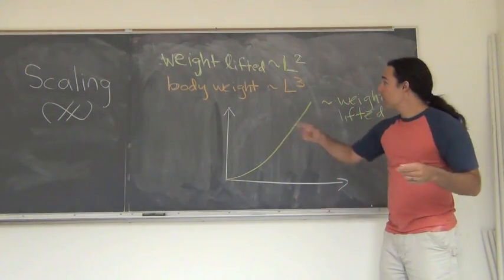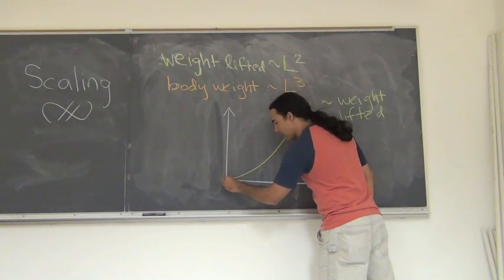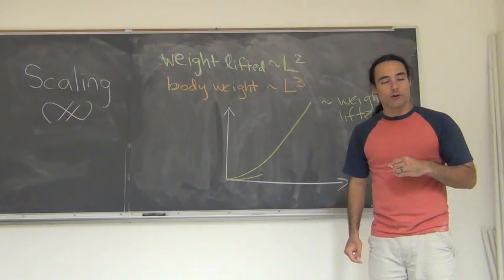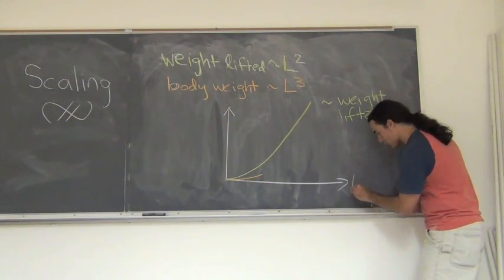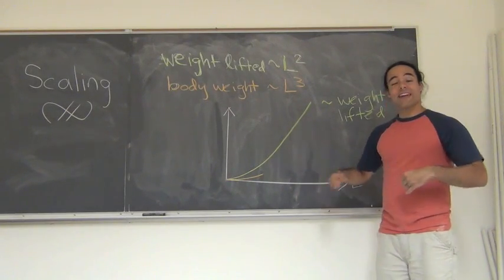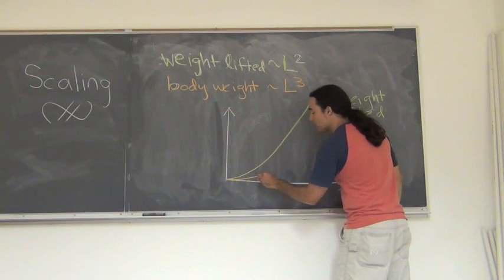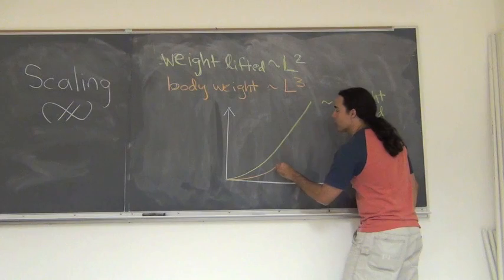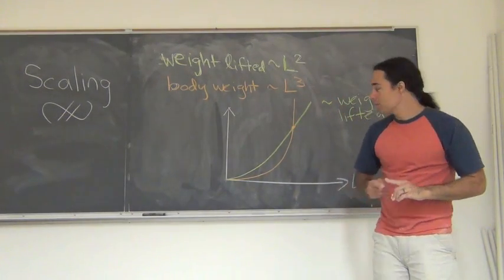If I plot L cubed to represent the body weight of the ant, I'm going to get a graph that looks like this. Now initially, the L cubed graph will always start below the L squared graph. So I'm guaranteed that for small sizes, plotting this as a function of L, for small sizes, the weight that I can lift is going to be bigger than my actual weight. But as L gets bigger, the L cubed grows even faster than the L squared. So it's going to shoot off like this. And at a certain point, those two lines intersect each other.